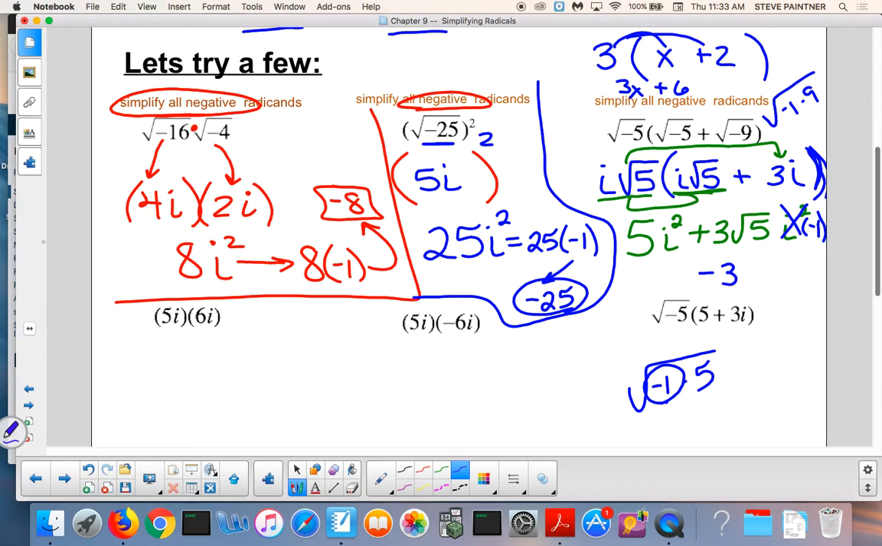Negative 3 root 5. With a what out here? 5 times, what's this number? So it'd just be negative 5. Negative 1. So that's negative 5. Negative 5 minus 0, 5, 0. Okay. Wait.